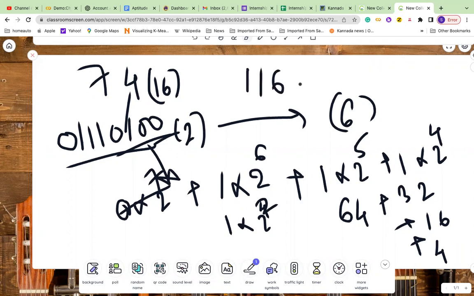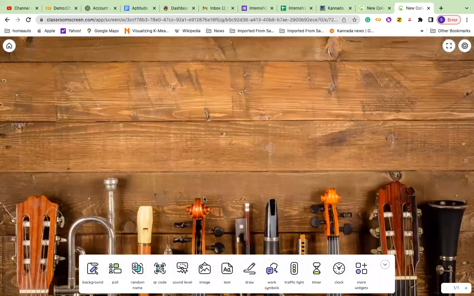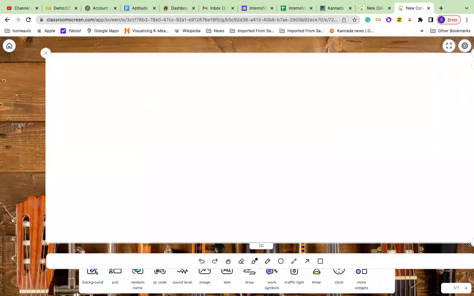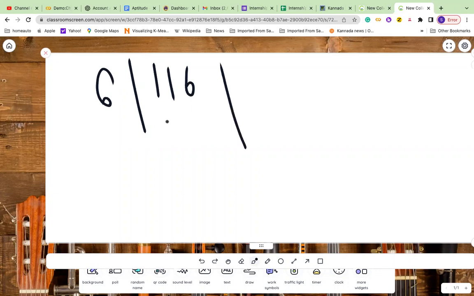So next, what is actually this? I need to convert into base 6. How should I convert into base 6? So what I will be doing? 116. I will start dividing by 6. 116 by 6. So how should I do? 6 1 just 6. How much it will come here?